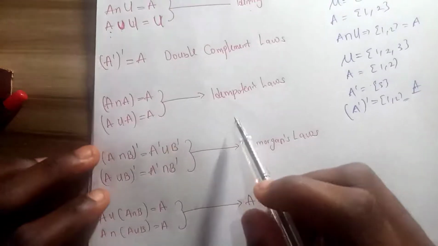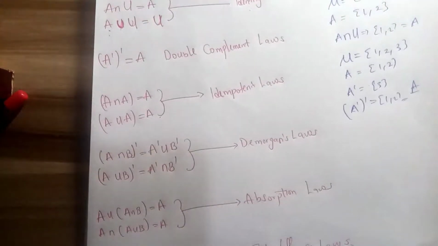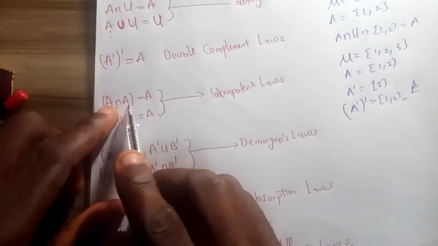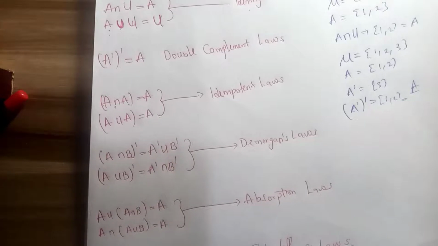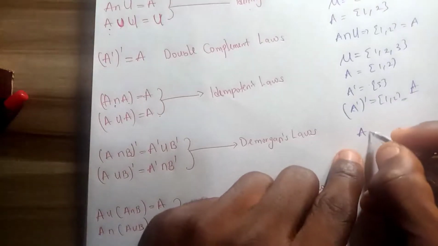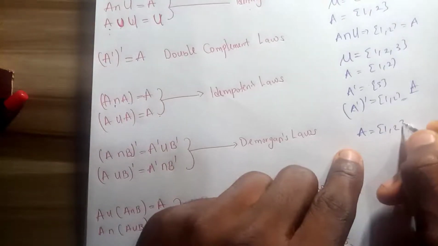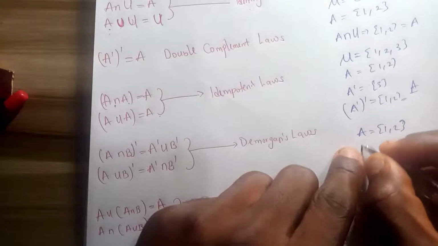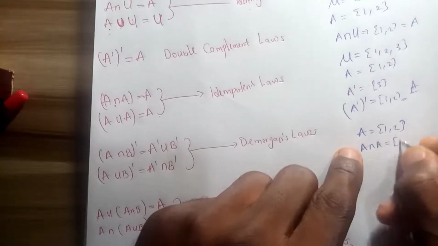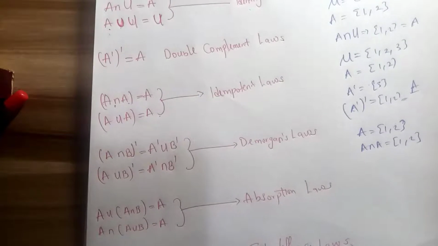Now the next law is the idempotent law. A intersect A will still give you A. That's normal. When you have A equals {1, 2} and you want to find A intersect A, you will still find {1, 2} there. That is the meaning of idempotent, and A union A will still give you what? A.